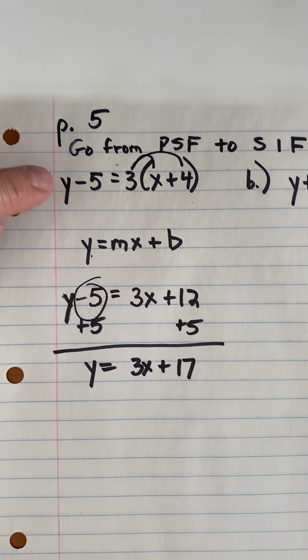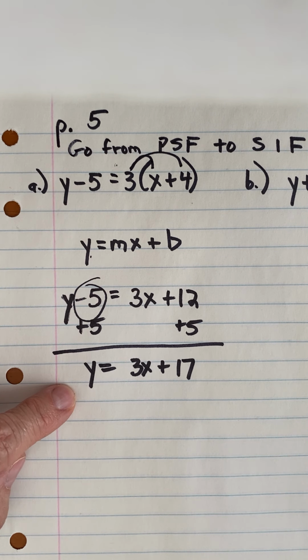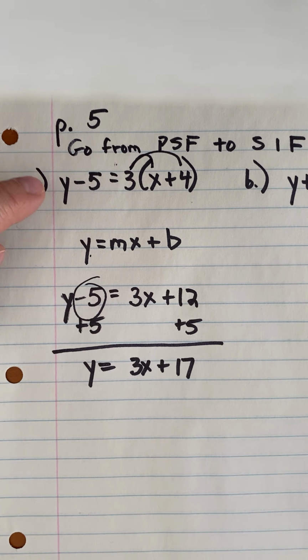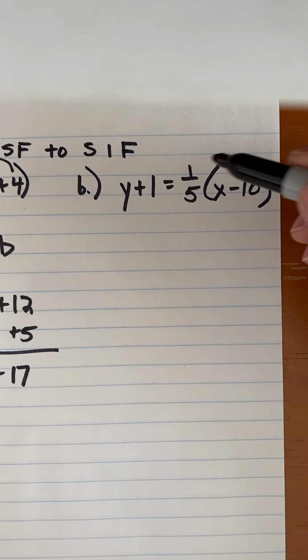Okay, so now I've gone from point slope form to standard form. And what did I do? First, I got rid of the parentheses, and then I isolated y. Okay, let's try another one. Let's look at b.